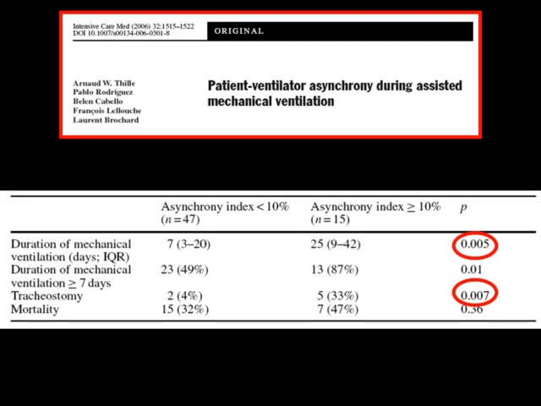But more interestingly, all those patients that present an asynchrony index higher than 10%, that means that more than 10% of the breaths are asynchronous, if compared with those patients with an asynchrony index lower than 10%, show a dramatically increased duration of mechanical ventilation. Many of them require more than 7 days of mechanical ventilation, and 33% of those patients, 1 out of 3, require tracheostomy.